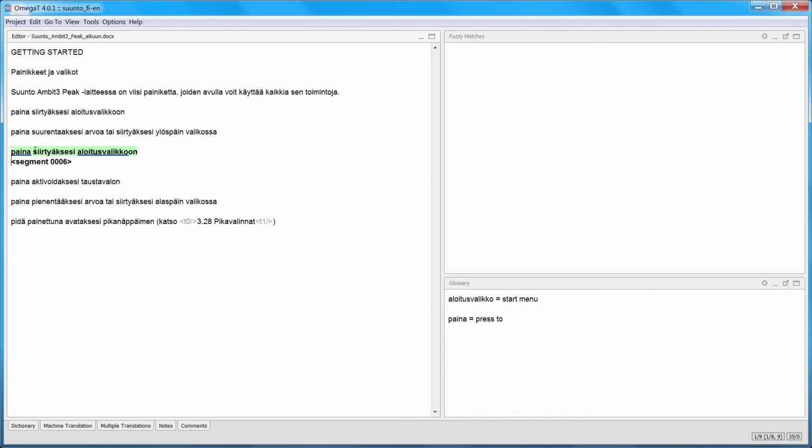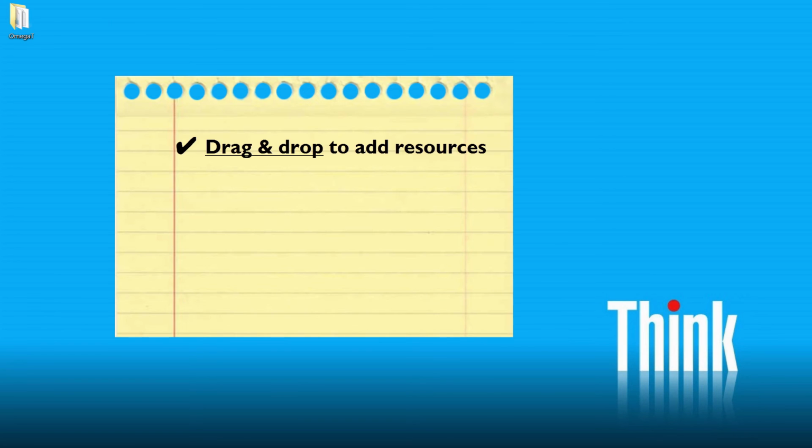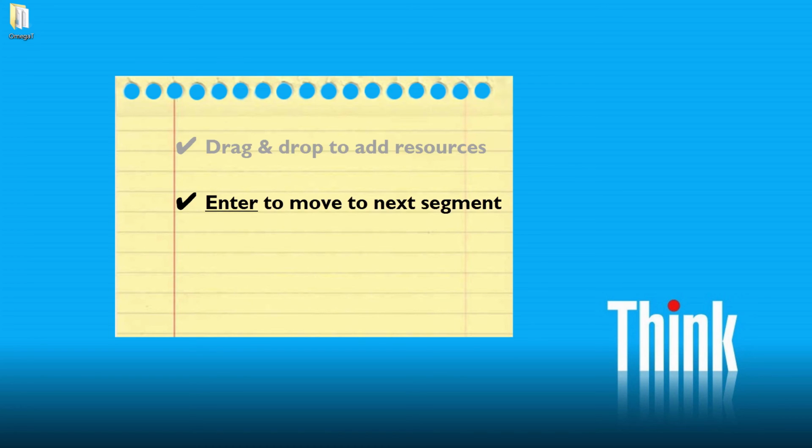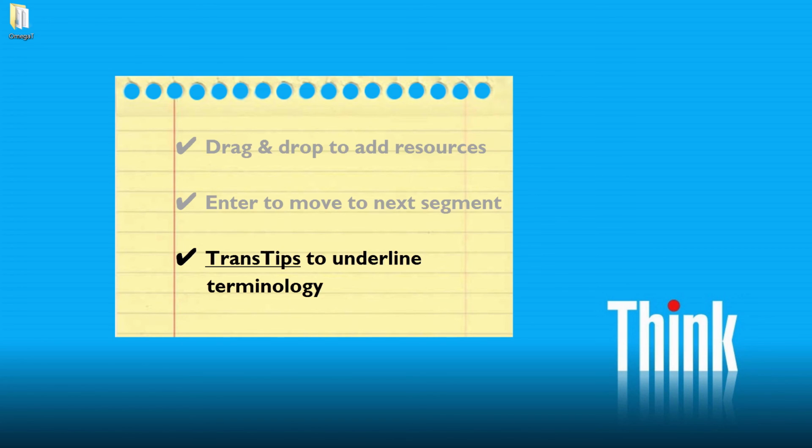So the two words that were recognized, paina and halotus venttiili, were underlined. And if I put the cursor on top of one term, I can see in a tooltip the target equivalent of that term. So there you have it, how to use drag and drop to add resources, document, translation memories and glossaries to your OmegaT project, how to use Enter to move to the next segment in a new document, and how to use TransTips in the active segment to see where the recognized terminology is inside the segment.